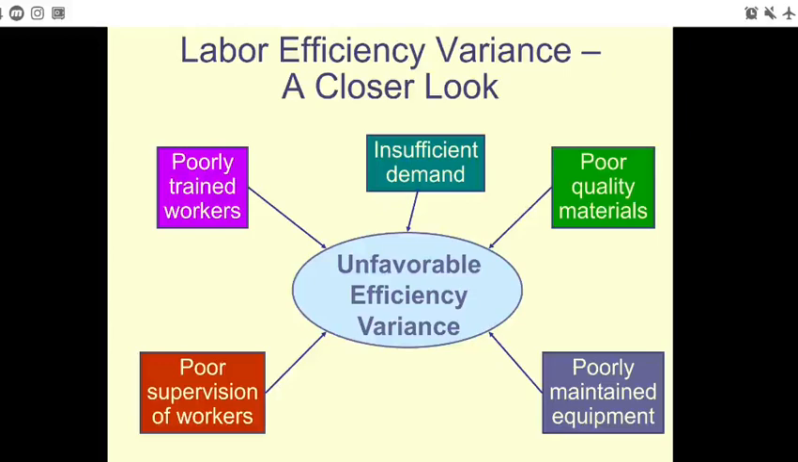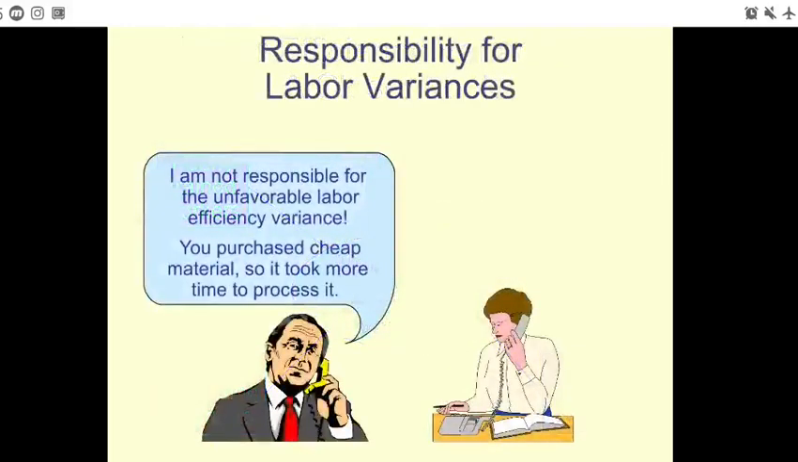And then poorly maintained equipment also can cause unfavorable efficiency variance, and poor supervision of workers. The workers are good, but the supervisors are not good. So it can cause unfavorable labor efficiency variance.